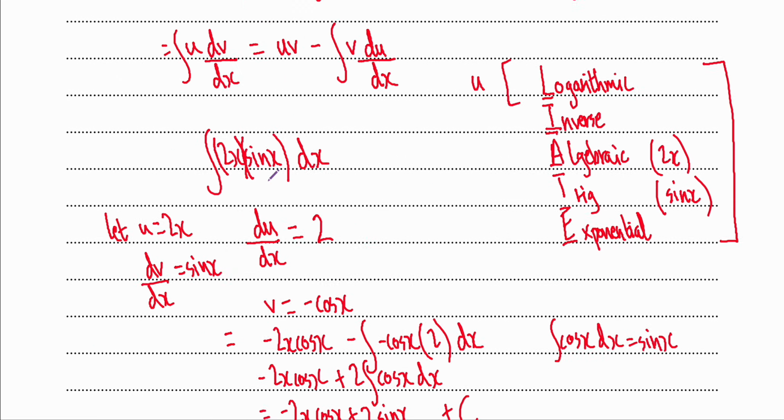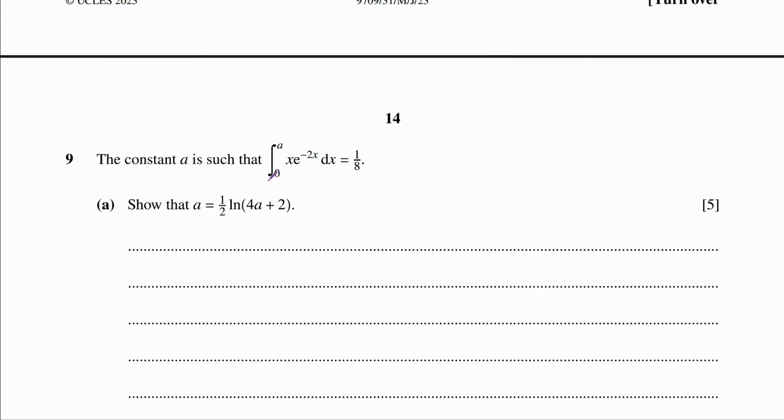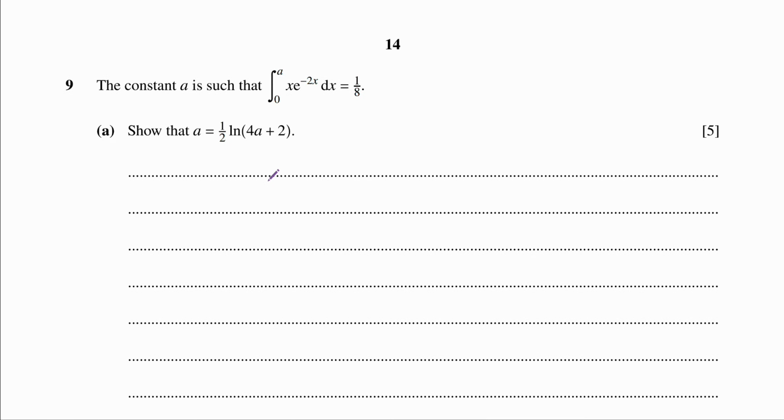So let's do an example question, and it'll make even more sense. The constant a is such that the definite integral between 0 and a of x e to the negative 2x dx is equal to 1 over 8. Show that a is equal to a half ln of 4a plus 2. Okay, this is a very nice question. So, remember, LIATE, right? By the way, first you have to realize this is integration by parts because it's a product of two functions. We have x, and we have e to the negative 2x. Those are our two functions. So we have LIATE.